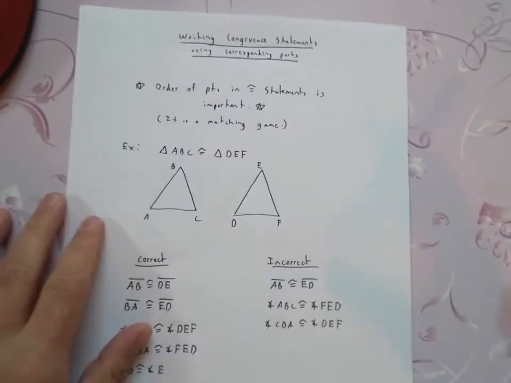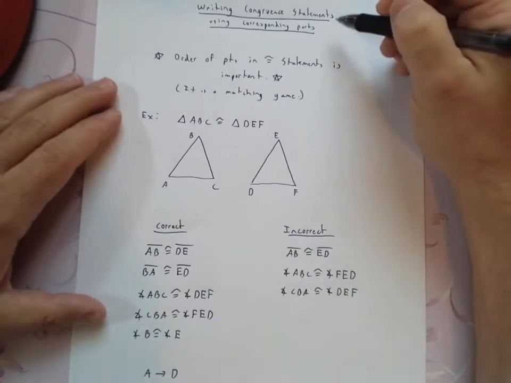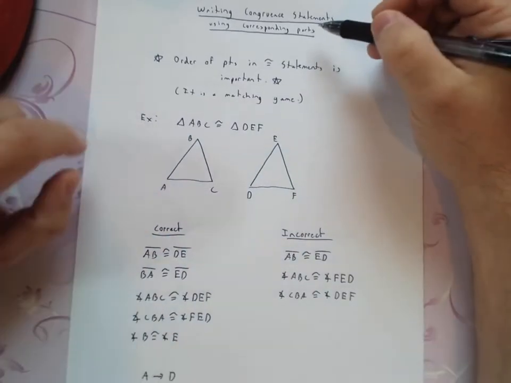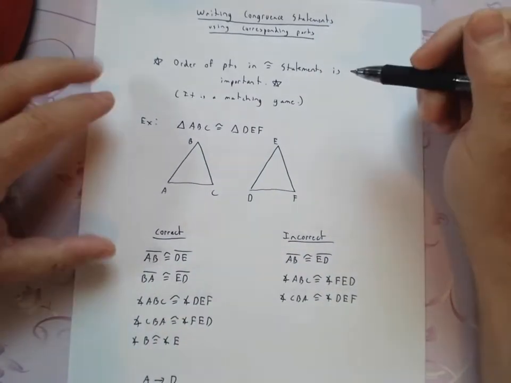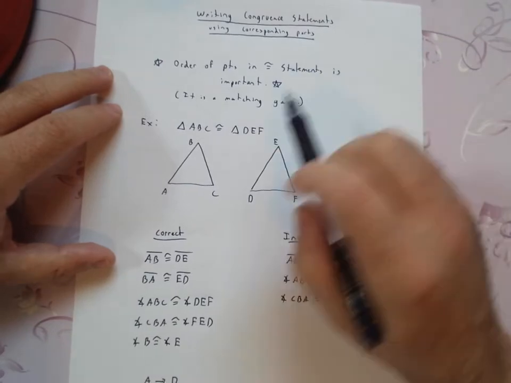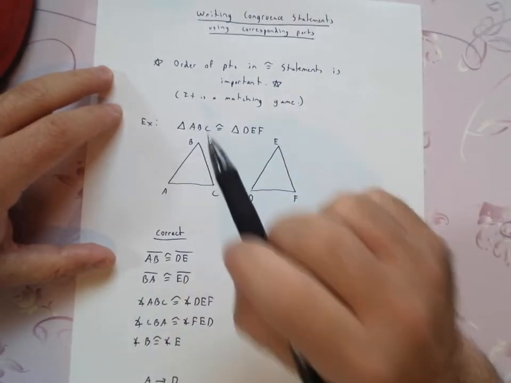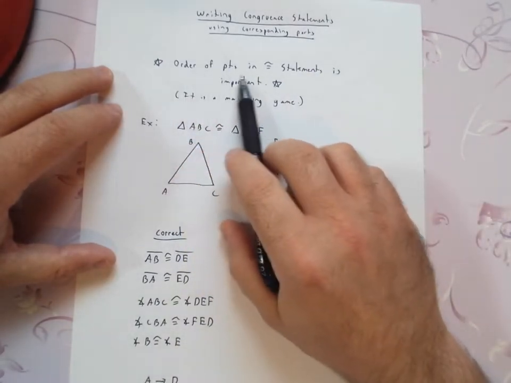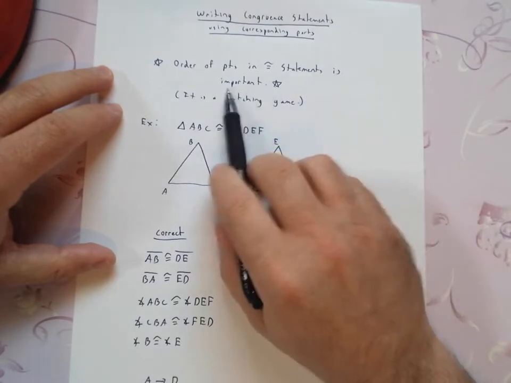So let's talk about congruent statements and using corresponding parts and things like that, because a big thing in this section, especially concept 19 and 20, is that the order of the points in your congruent statements is very, very important.